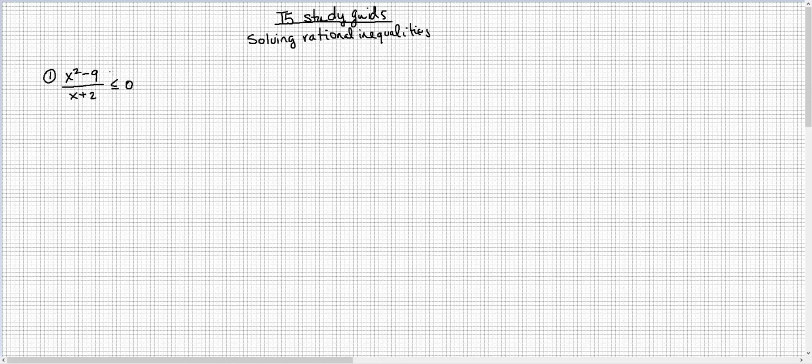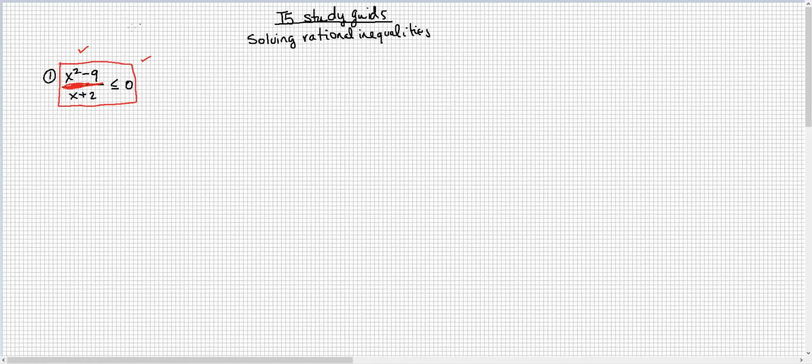Alright, in solving this one, the first thing you need to make sure is you have 0 on the right, which we do, and 1 term on the left, which we do. That means we only have one fraction bar. So this is the one that we're going to be using when we test.